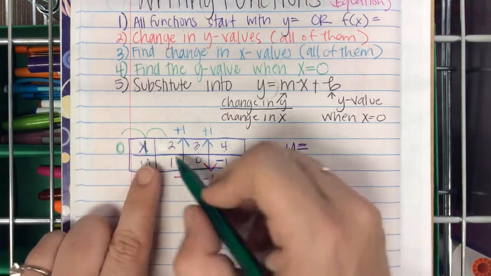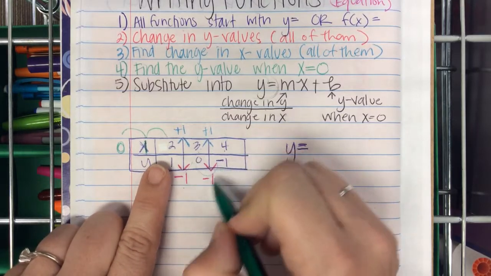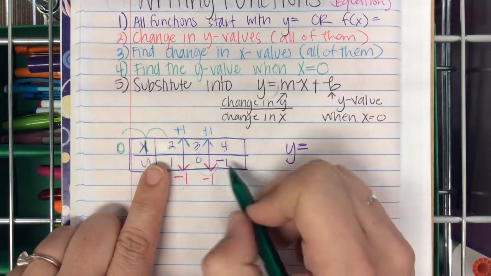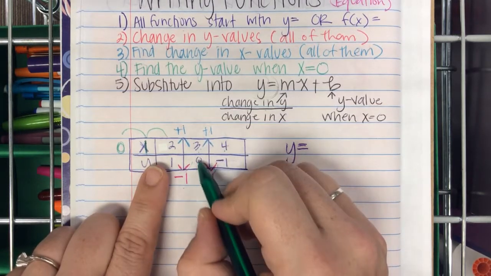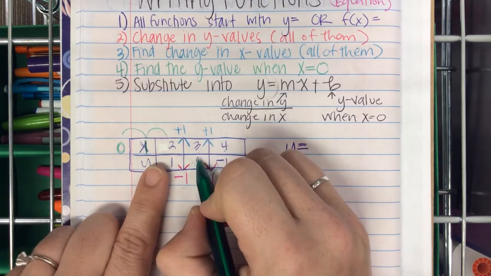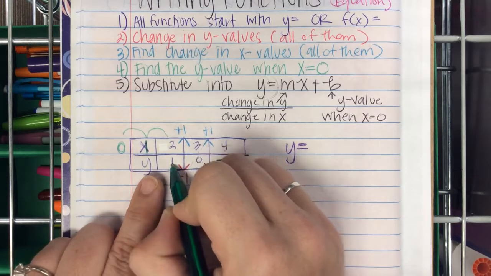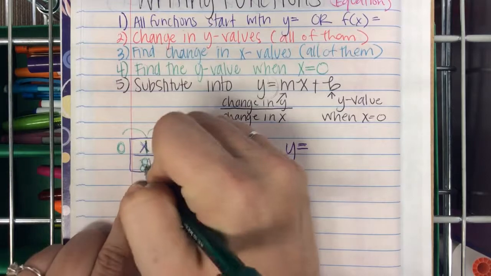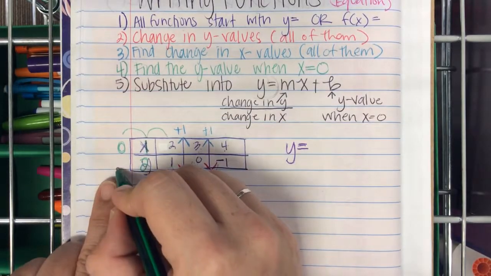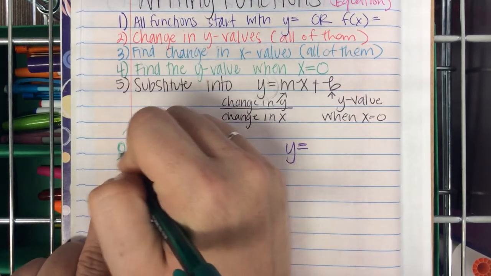So down here, if I'm subtracting 1 going to the right, what do I do going to the left? Add 1. -1 plus 1 is 0. 0 plus 1 is 1. 1 plus 1 is 2. 2 plus 1 is 3.